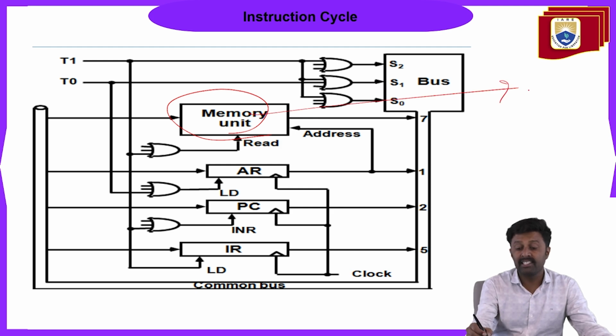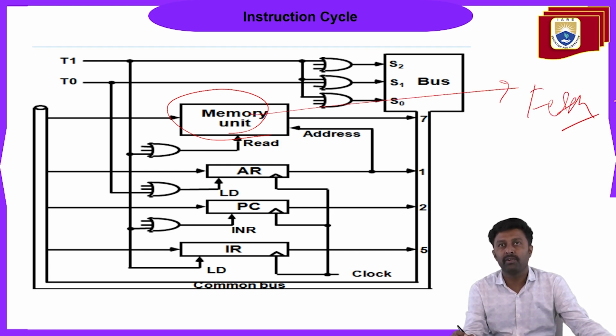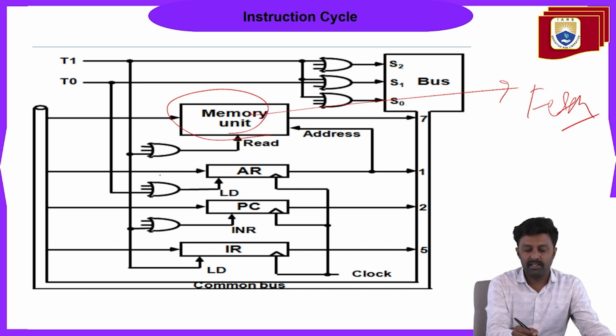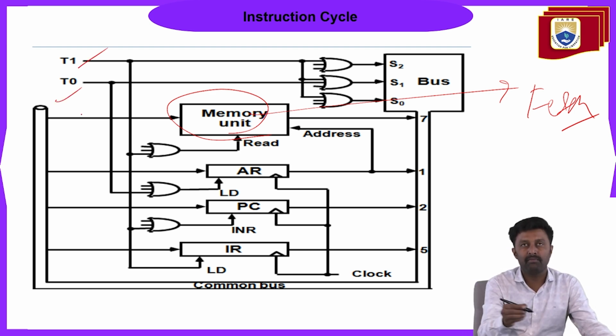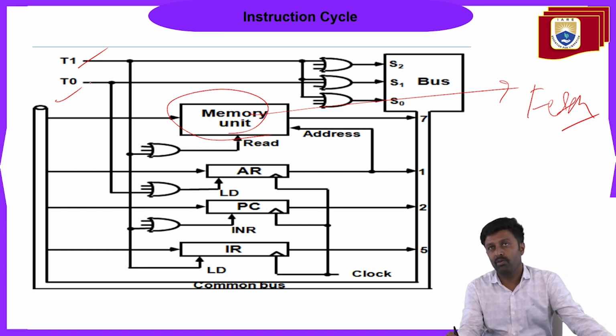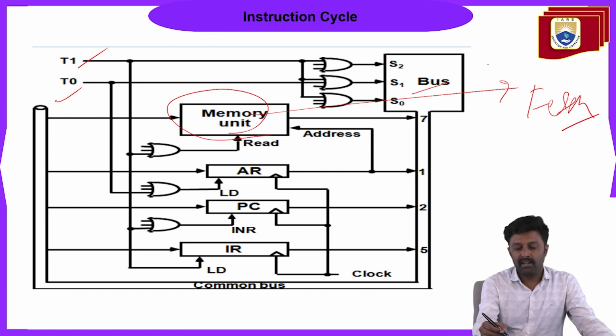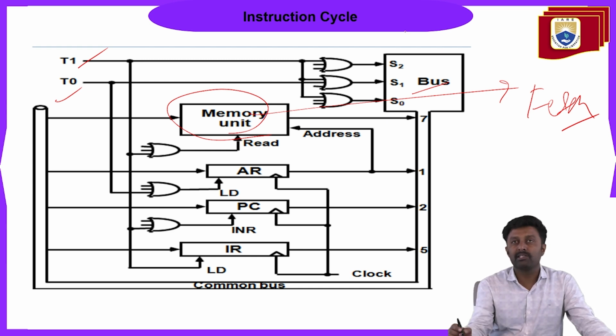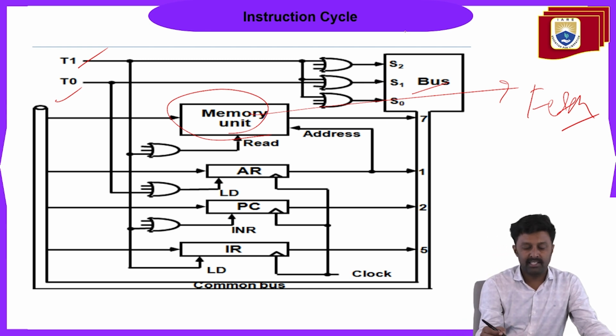The first step in executing an instruction is the fetch, right? Fetch in the sense that the instruction will be fetched from the memory unit. If it is a read operation, it will be read at the time cycles T0 and T1. At T0, the instruction will be fetched. At T1, it will be decoded. There are different buses, S0, S1, S2.